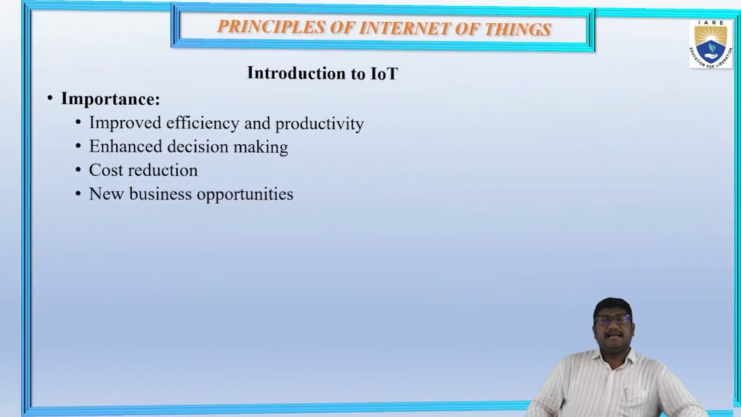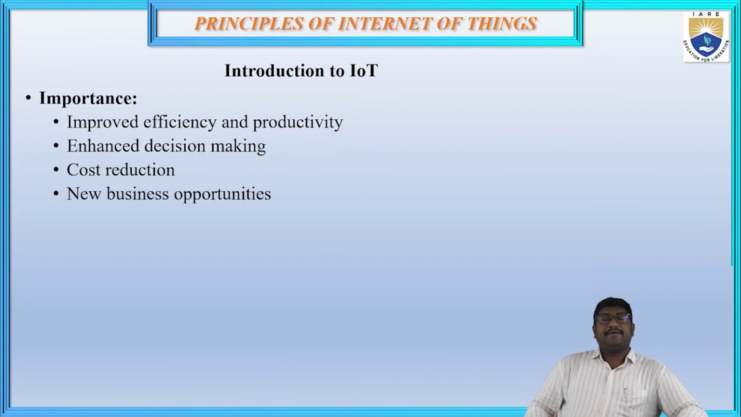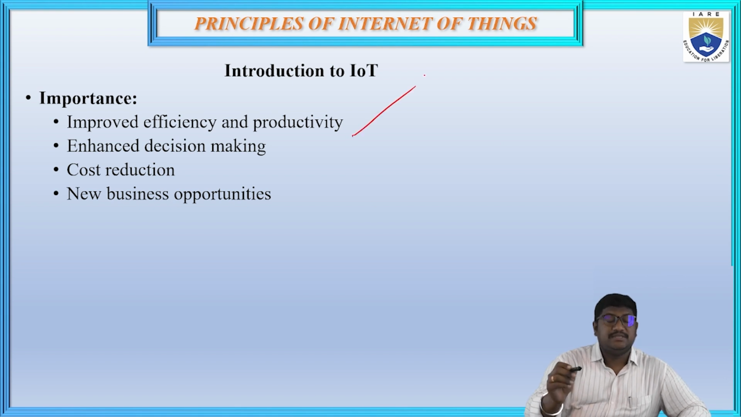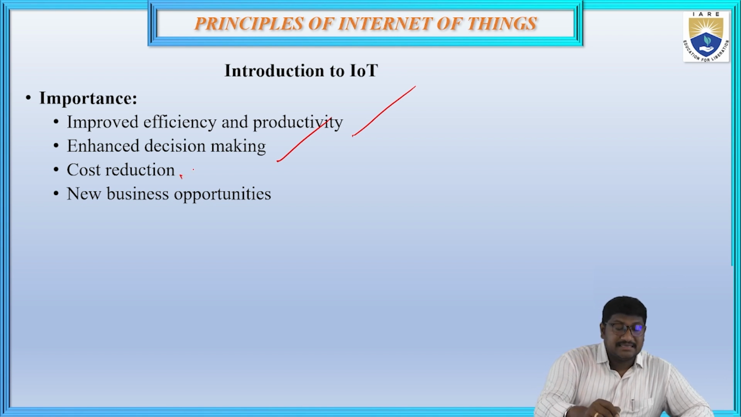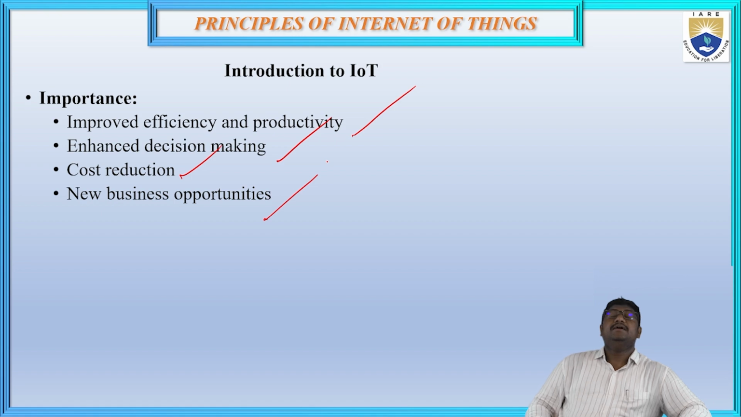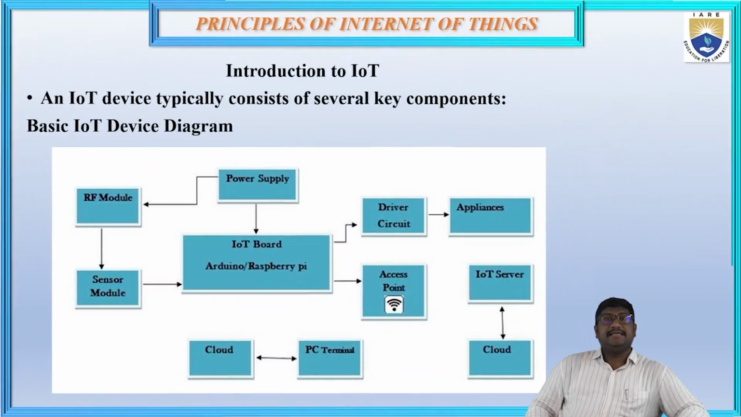Coming to the importance of IoT, we are going to learn how it helps to improve efficiency and productivity. We need to enhance decision making. We need to achieve cost reduction. We need to create new business opportunities. That is the major importance of using the IoT concept.